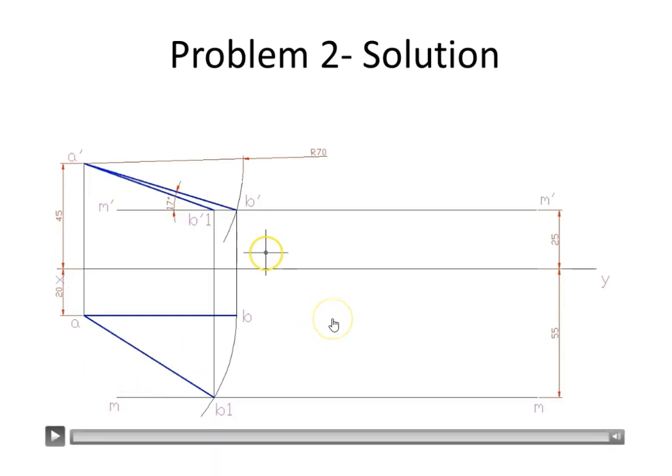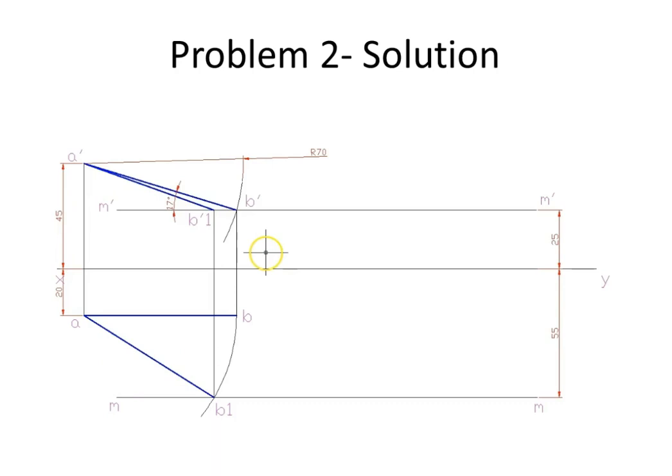Please keep in mind that the length A dash B dash is a true length, and that's why we are taking the inclination of the true length with the XY, which is actually the inclination of the line with HP. And this is quite true because A dash B dash is a projection of the line when it is only inclined to HP and parallel to VP. So that will give the true inclination with the horizontal plane. Suppose the question was to also find the inclination with VP.